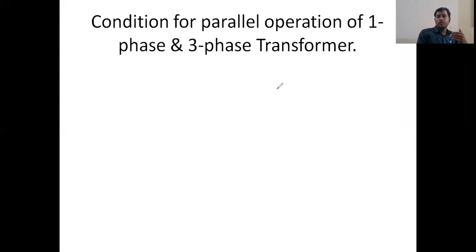So, what are the conditions for parallel operation? In the previous session, I discussed what is the need of parallel operation. And in this video, I will explain what are the conditions if you want to connect a transformer in parallel with the existing transformer. So, one transformer is continuously giving supply to the load. Now, the load demand is increasing, so you need to connect another transformer in parallel with the existing one.